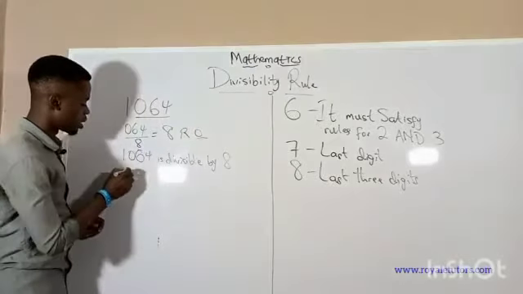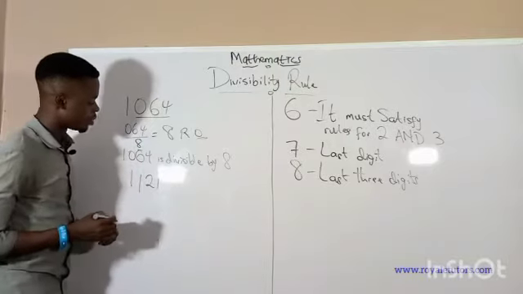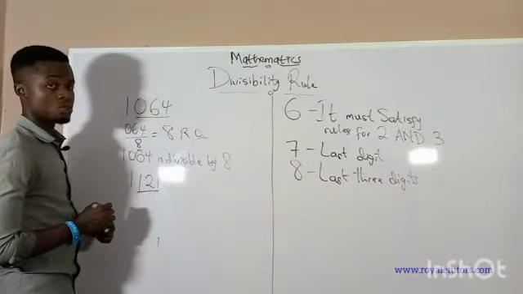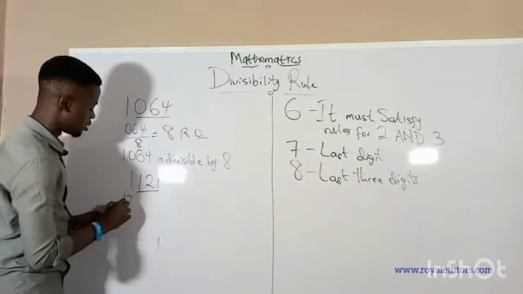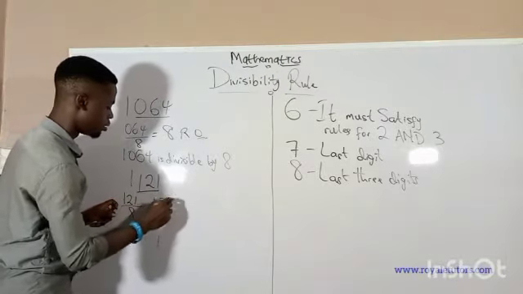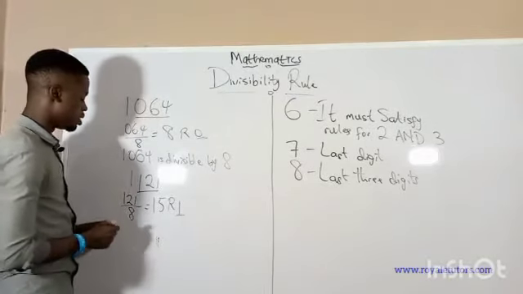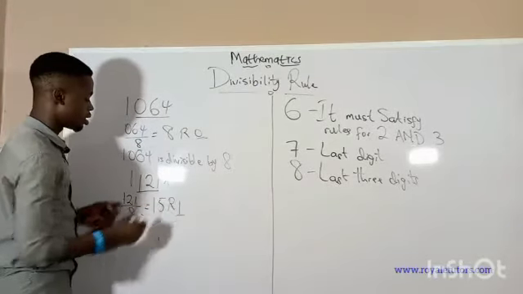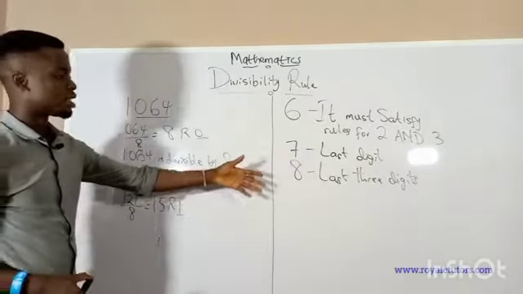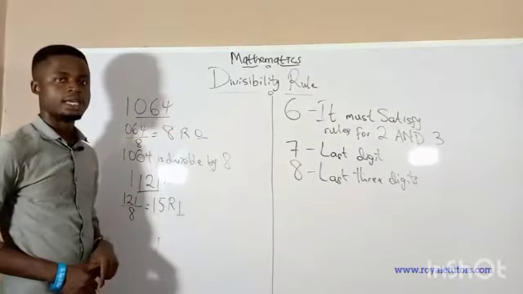But let's check this number. 1121. The last 3-digit number is 121. So is the last 3-digit number divisible by 8? Let us check. We are going to be having 15 with a remainder of 1. Since it leaves a remainder, then it is not divisible by 8, which means that 1121 is not divisible by 8. So once again, a number is said to be divisible by 8 if the last 3 digits form a number that is divisible by 8.